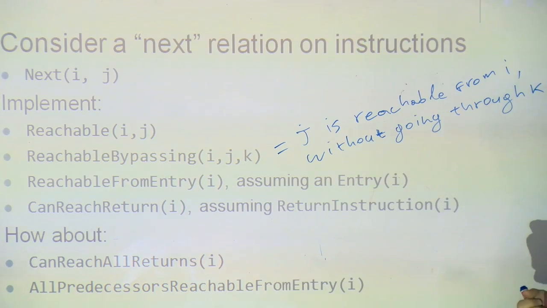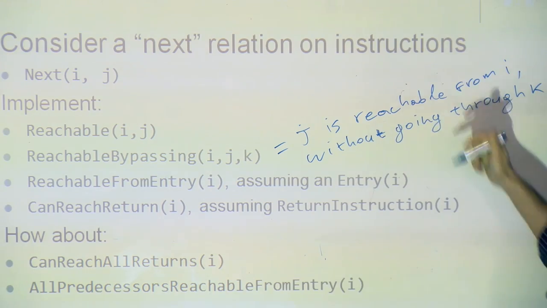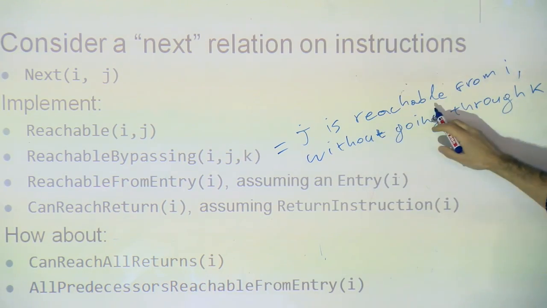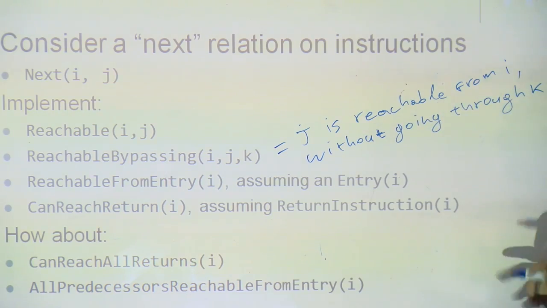There is at least one path that's without K. Because otherwise you would negate. Well, J is readable from I without going through K. Okay. So readable means able to read. There is a path from I to J that doesn't go through K.